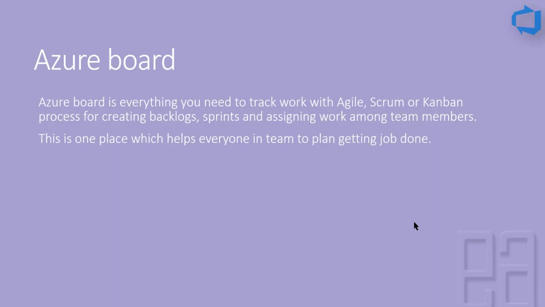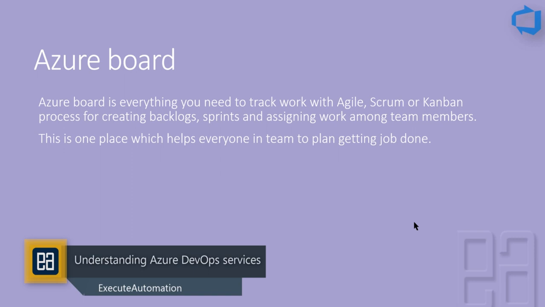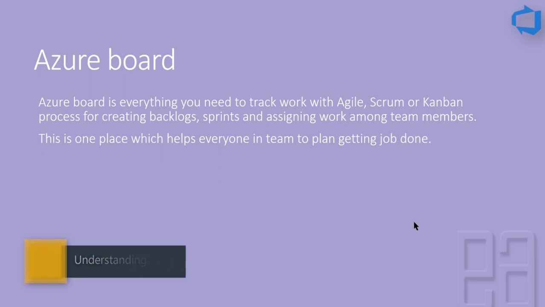dealing with. Azure Boards is everything you need to track work with Agile, Scrum, or Kanban process for creating backlogs, sprints, and assigning work among team members. This is one place which helps everyone in the team to plan getting the job done. So this is where most companies spend their time while planning for the work that is going to happen among the team for developing the software that we are going to be working with.